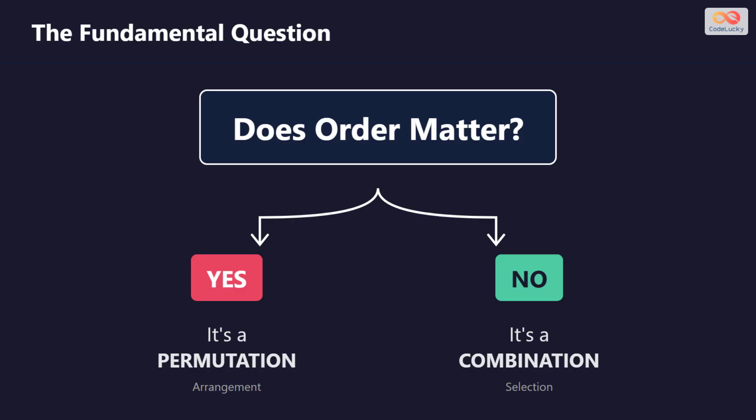If the order changes the outcome, you are dealing with a permutation. If shuffling the items around leaves you with the exact same group, it is a combination. It really is that black and white.